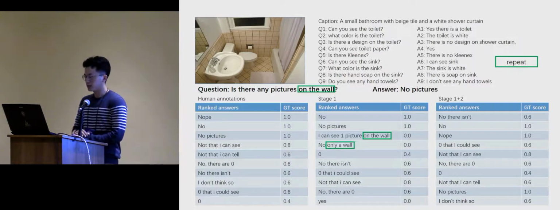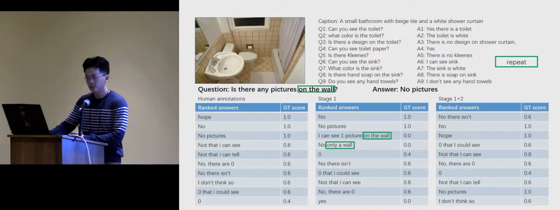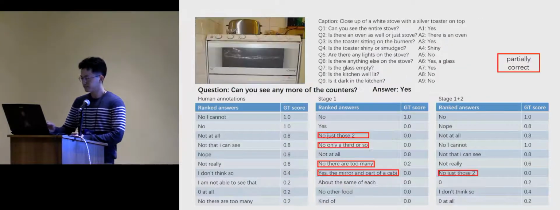We found that when training with only the sparse annotations, some candidate options obtain high ranks because these options have the same phrase in the question, for example, on the wall. This example shows that the model trained with only sparse annotations may tend to repeat the same words. And in this example, some unrelated options are partially correct because they have the word no. The model trained with only sparse annotations fails to distinguish these answers from the correct answers.